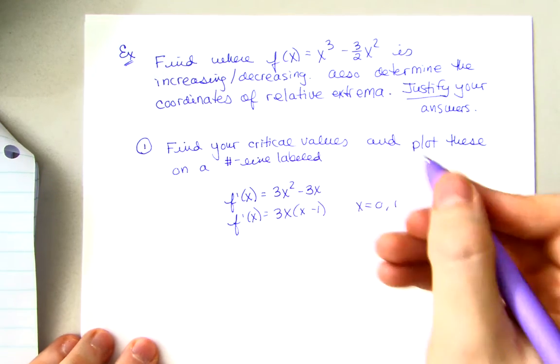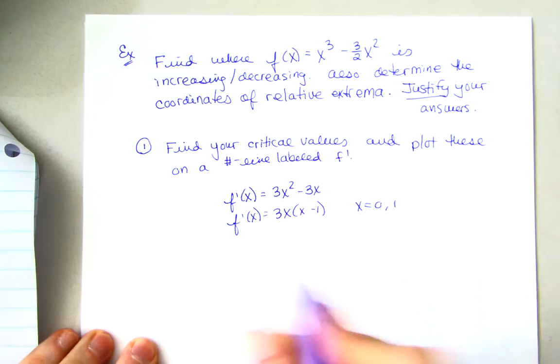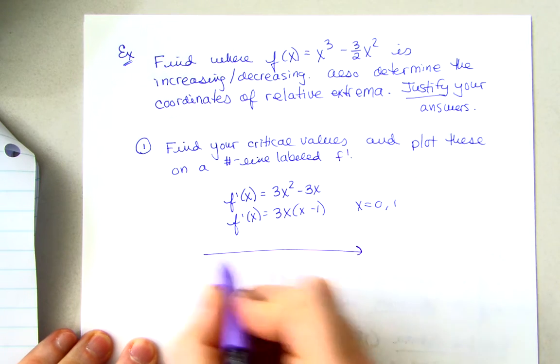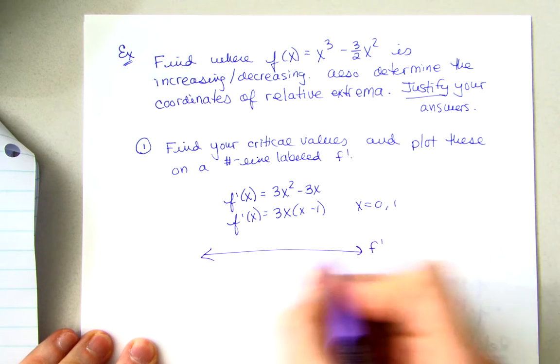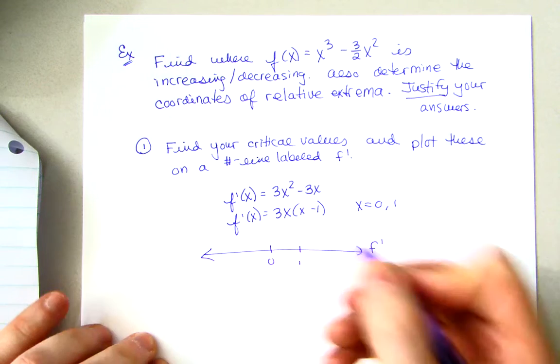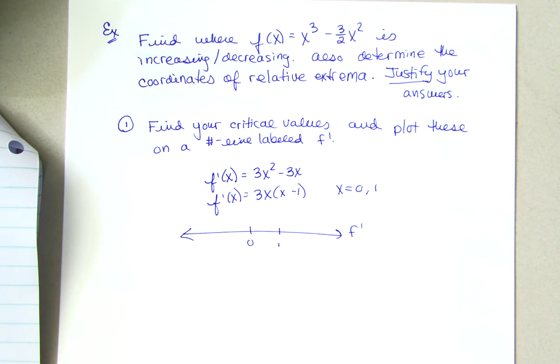Perfect. On a number line labeled f prime. So I'm going to make a number line. I'm going to label it f prime, and I'm going to say 0 and 1. Find the critical values. We did that. We plot them on a number line. I'm labeling it f prime.